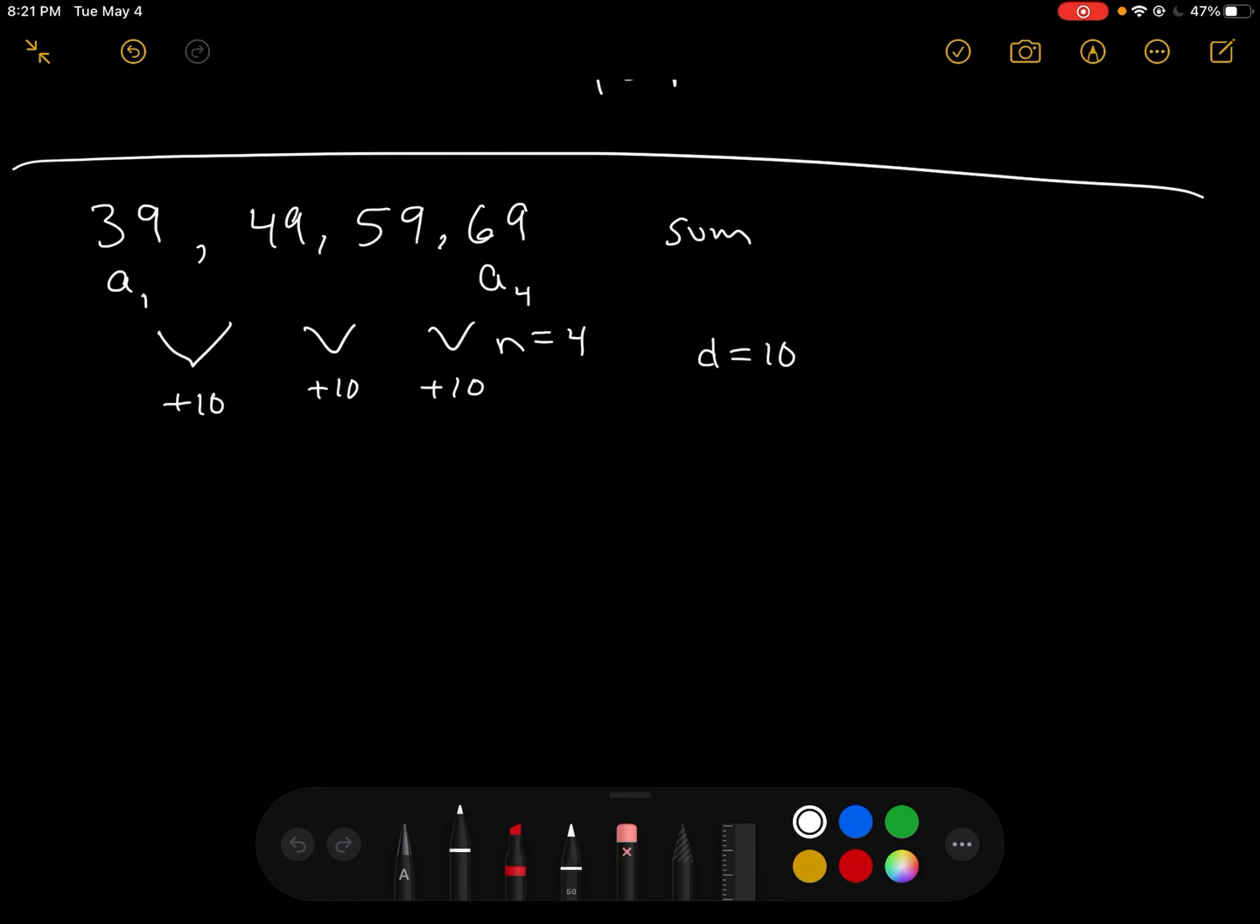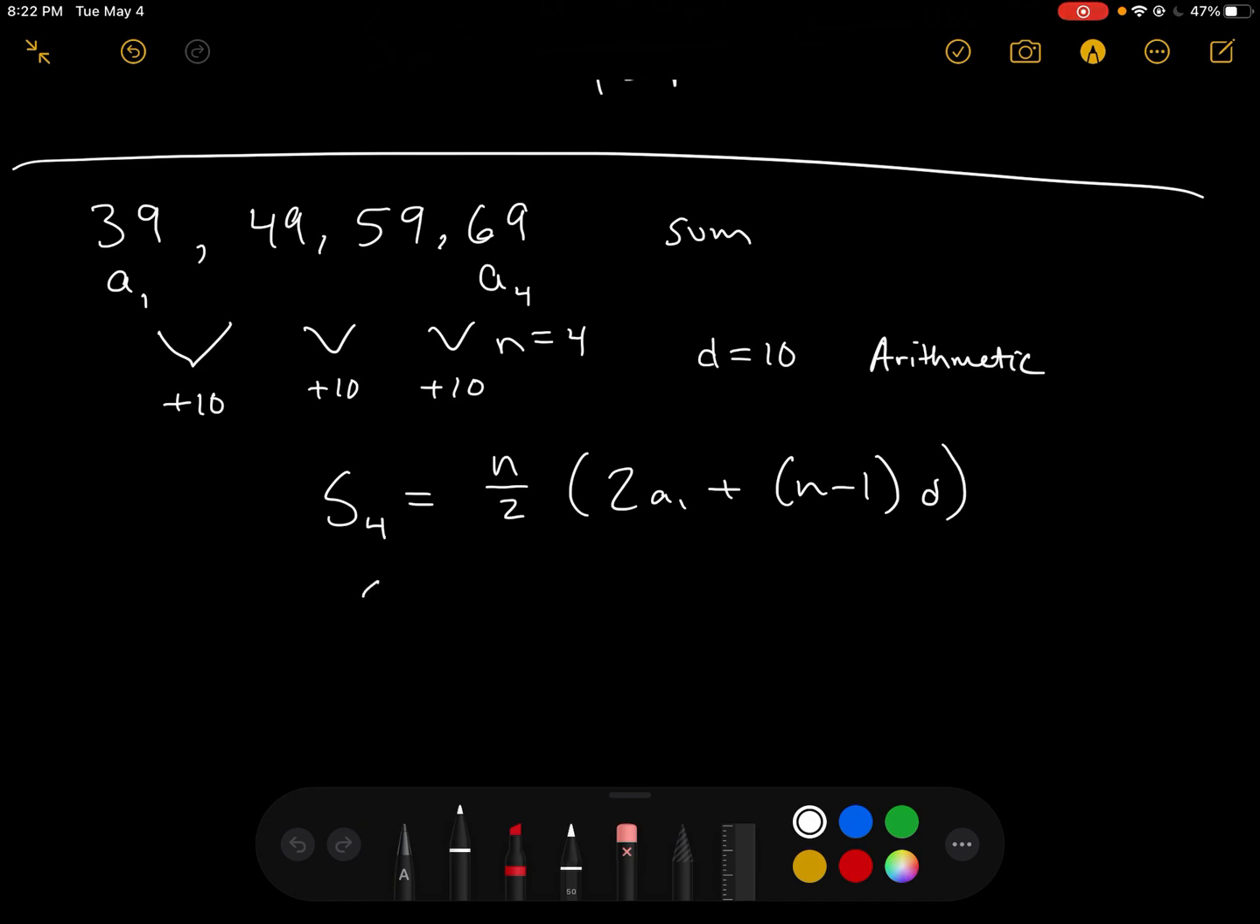To get from our first to our second, we add 10. Same thing for second and third and fourth. So because we're using addition, let's say our common difference is 10, and we can use that in our formula. So because it is addition, we can say that this is arithmetic. So we're going to use our arithmetic sum formula.